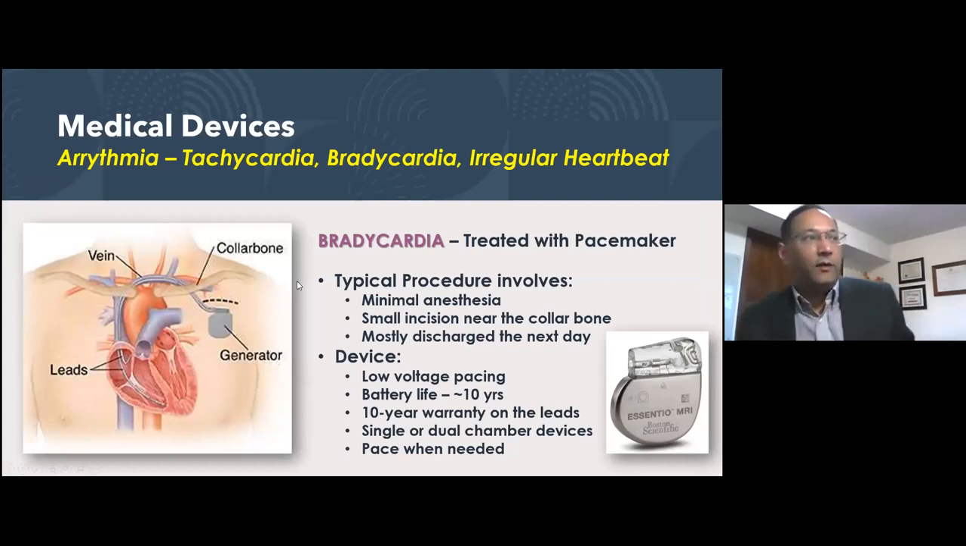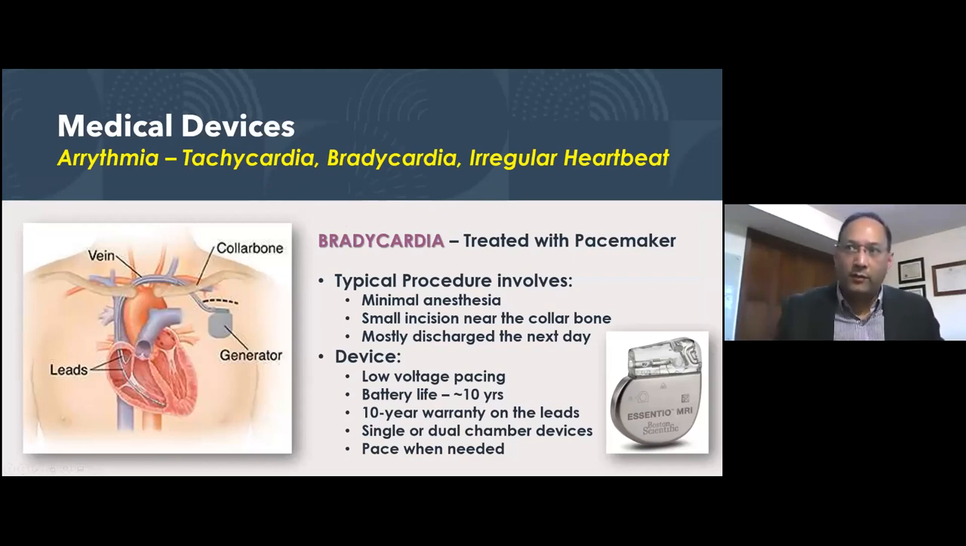Let's get into the arrhythmia side of things. So tachycardia, bradycardia, and irregular heartbeat, there's a big range of devices. I'll start with the most common one, which is called the pacemaker. So a pacemaker is used to treat bradycardia, which is a slow heart rate. These devices are typically called a generator because these are pulses that are being generated. I use the generator term loosely because these generators are going to be used for different things.